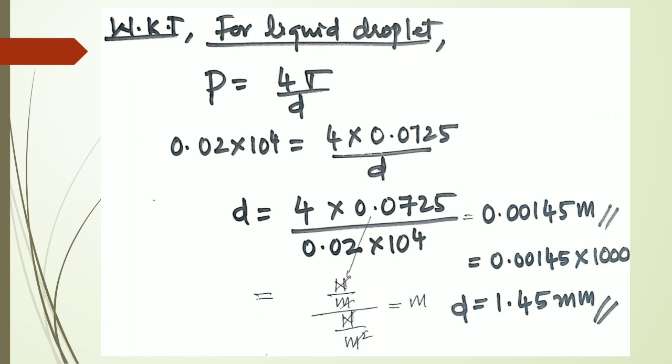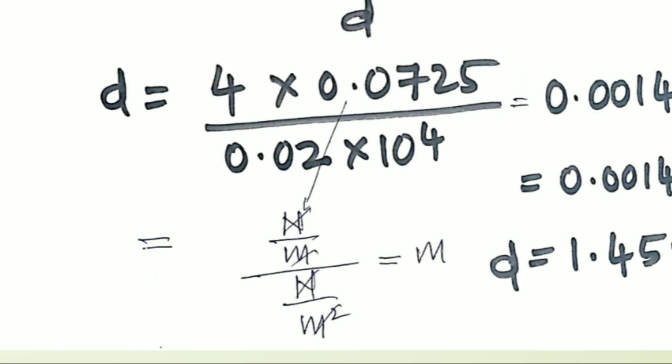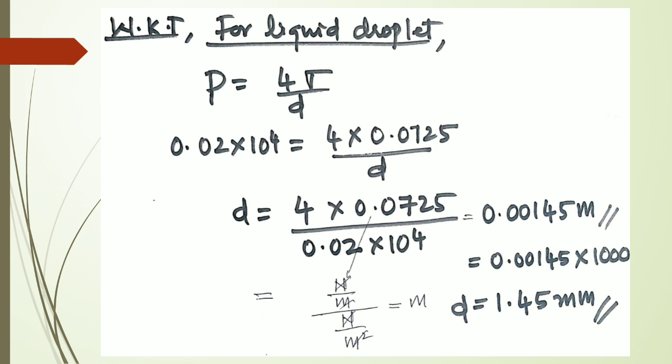If you ask in mm, specifically the liquid droplet is in mm or something like that, into 1000 if I do, it will come in mm. So I have written units also in terms of meter. The conversion also I have written here. That is sigma, it is in Newton per meter. That is 0.0725 value, it is Newton per meter divided by Newton per meter square. Newton gets cancelled and meter gets cancelled. It will come in terms of meter. Okay. That is how the conversion can be done.